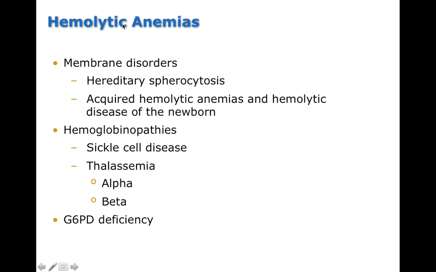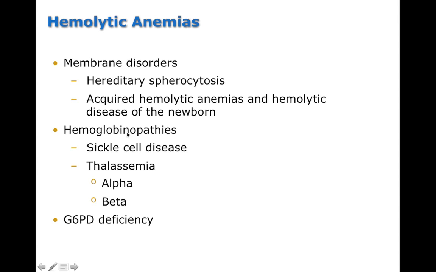Now, there are some hemolytic anemias, and that's essentially where these red blood cells break down abnormally. This can come from membrane disorders or hemoglobinopathies, or even G6PD deficiency. Some different membrane disorders could be things like hereditary spherocytosis, acquired hemolytic anemias, or hemolytic disease of the newborn. These are disorders where the cytoskeleton of the red blood cell is weaker, so these cells are more likely to break apart. Some of these are actually genetic in nature.